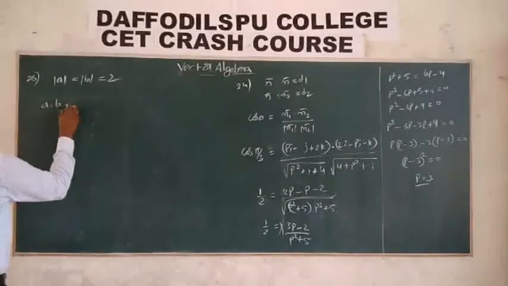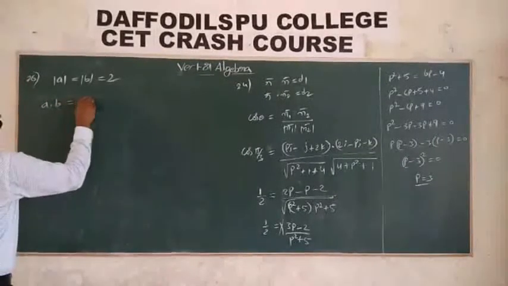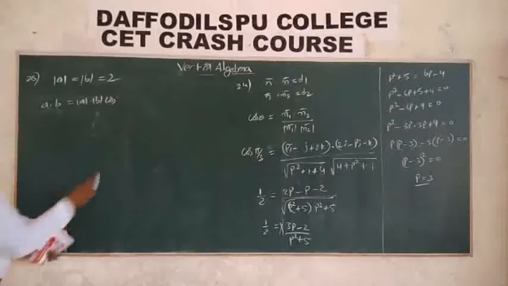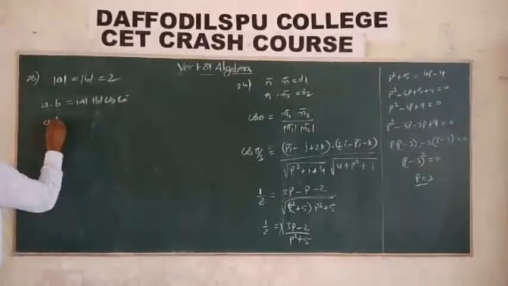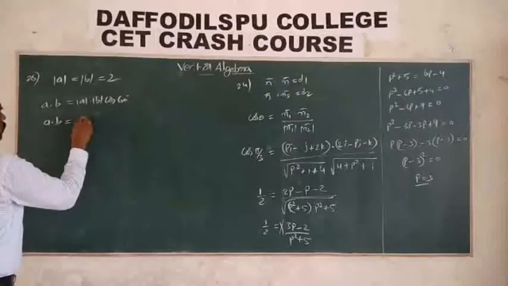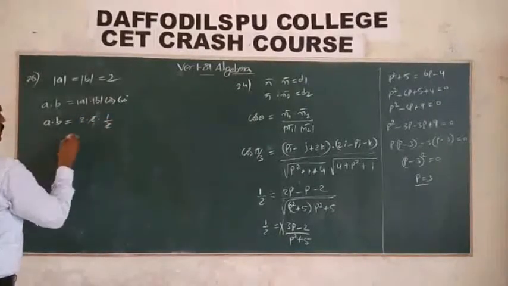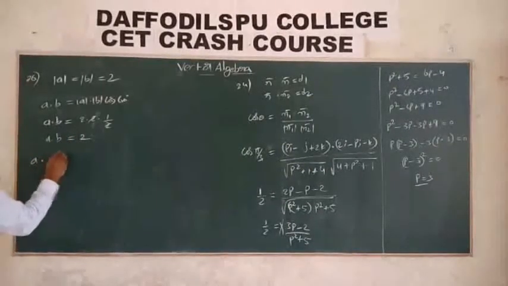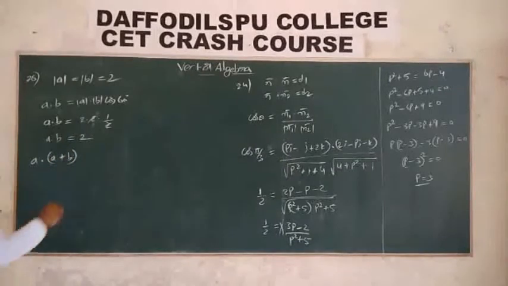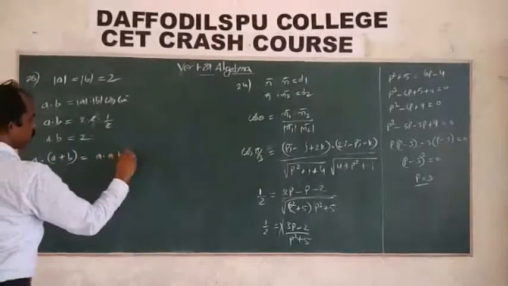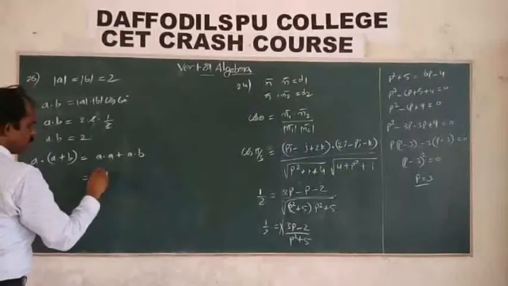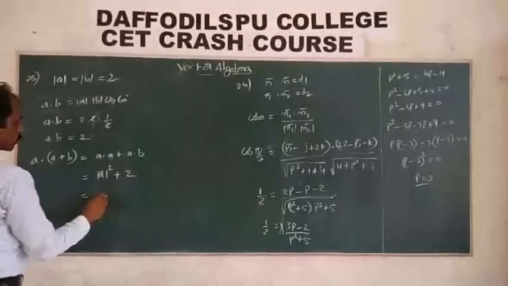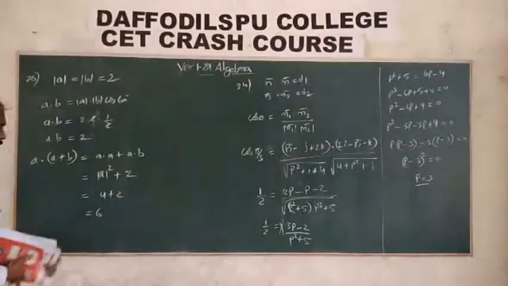First of all, A dot B is equal to A bar dot B bar cos of the angle between the two vectors, 60 degrees. A dot B is equal to modulus 2 into 2 into 1 by 2. The 2 cancels, so A dot B value is equal to 2. Now A dot A plus B is written as A dot A plus A dot B. Mod A square, plus A dot B value which is equal to 2. So mod A square value is equal to 4, plus 2 is equal to 6.